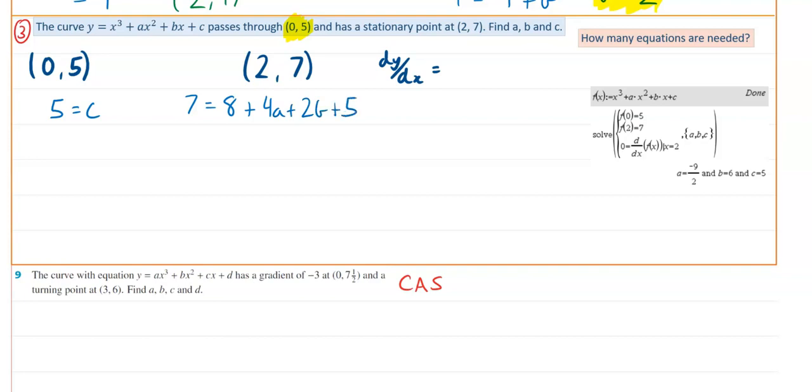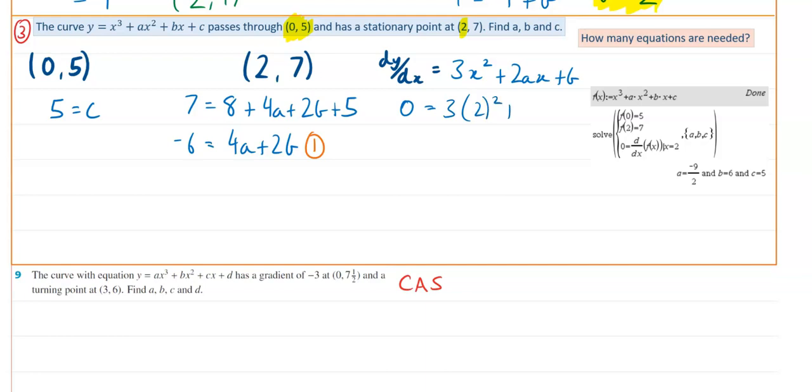So that's going to give me negative 6 equals 4a plus 2b. So that is my first equation. Oh, technically my c equals was my first one, but anyway, the derivative of this becomes 3x squared plus 2ax plus b, and we're told that we have a stationary point when x equals 2, so I'm just using that 2 value.